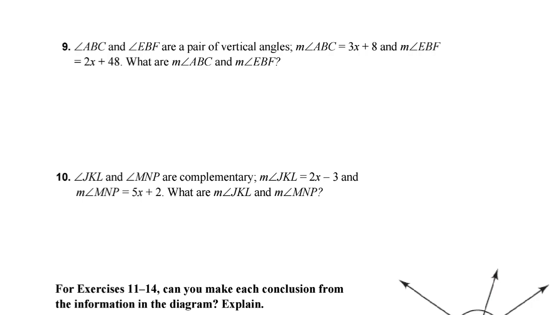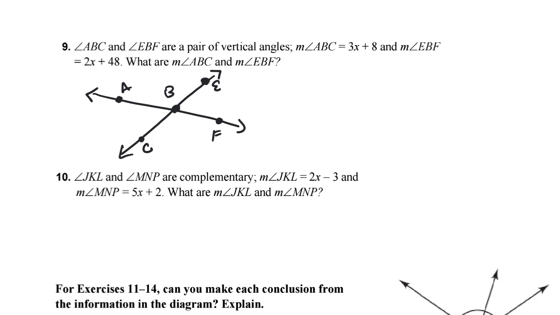Number 9, we have angle ABC and angle EBF are a pair of vertical angles. So you're going to go ahead and draw your vertical angles. I know that this is A, B, C, and we can say that this is angle E, B, F, and of course you have arrows. So you have angle ABC is 3x plus 8, and I know angle EBF is 2x plus 48.